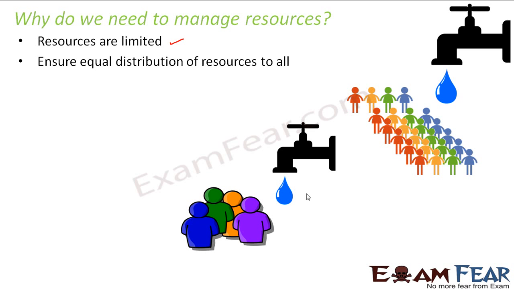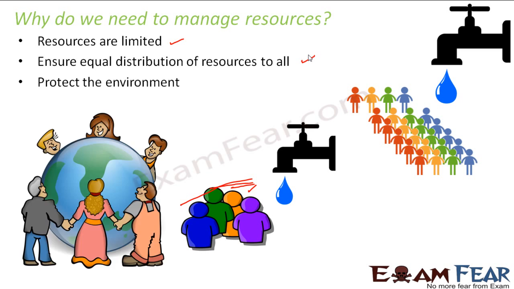For example, even one drop of water should get equally divided amongst these four people. Even if each of them gets less water, that's okay. Everybody will manage with that little amount of water. But it should not happen that one person gets most of it and the other is deprived of it. So that is again another reason we need to manage resources. We should know how to handle natural resources so that they do not get wasted, and so that they do not get consumed only by a certain group of people, right? So this is another important reason why we need to manage natural resources.